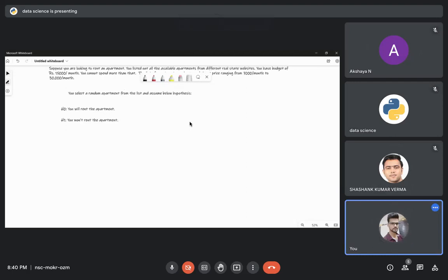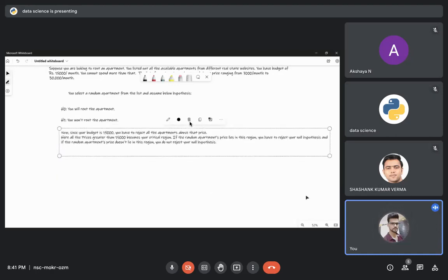So in order to rent that apartment, what is the criterion? The criterion is that your apartment rent should fall below or equal to 15,000 rupees, or else you will not take the apartment on rent, right? I was telling this part. Since your budget is 15,000 rupees, you have to reject all the apartments above that price. Here, all prices greater than 15,000 become your critical region, meaning if a random apartment price lies in that region, you have to reject the null hypothesis.